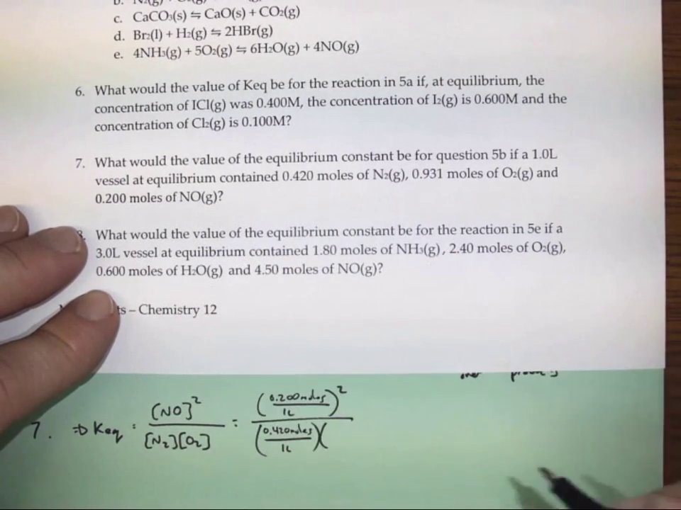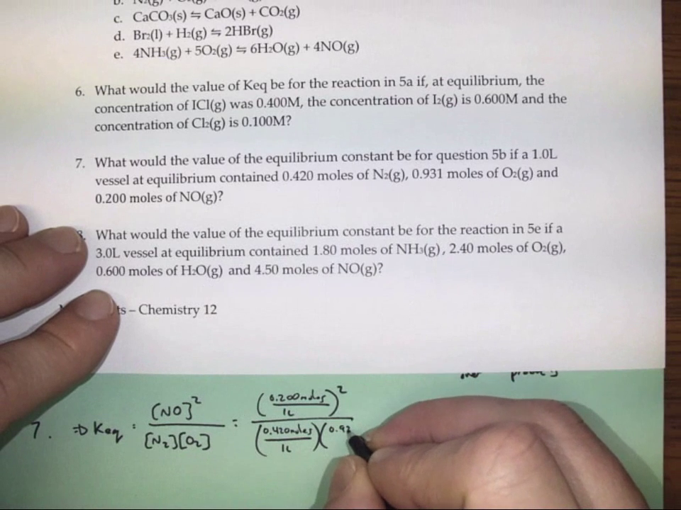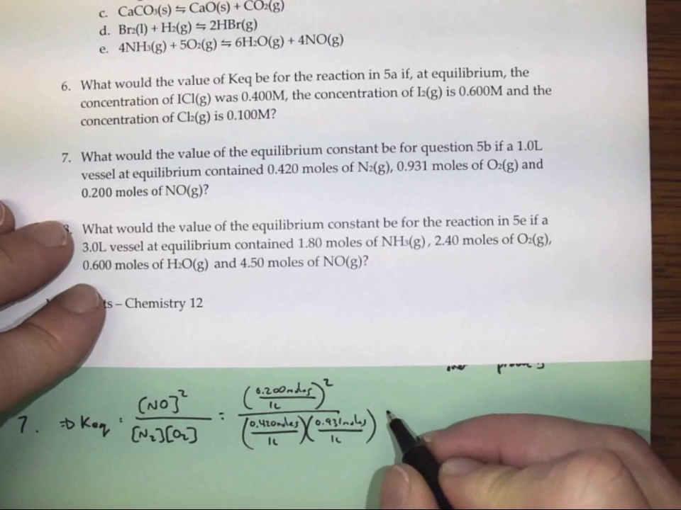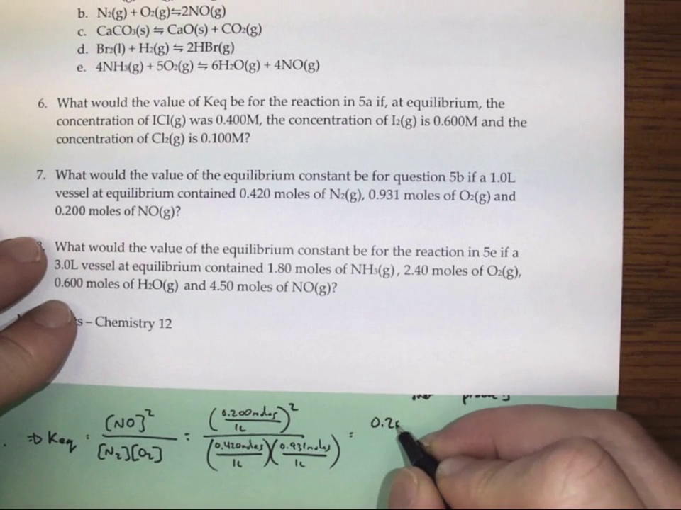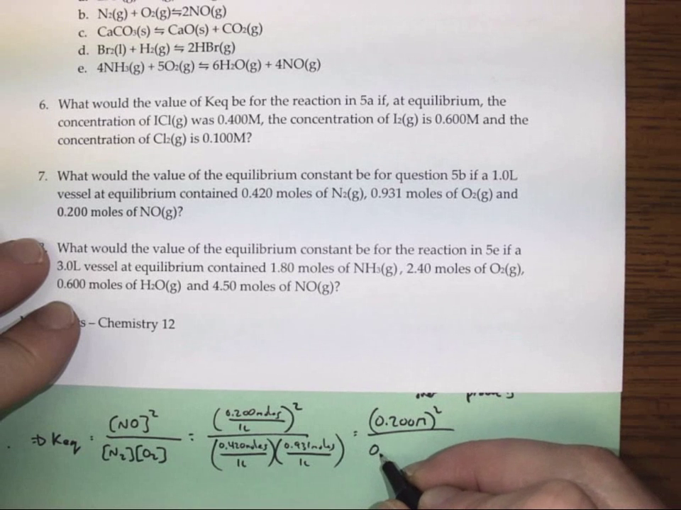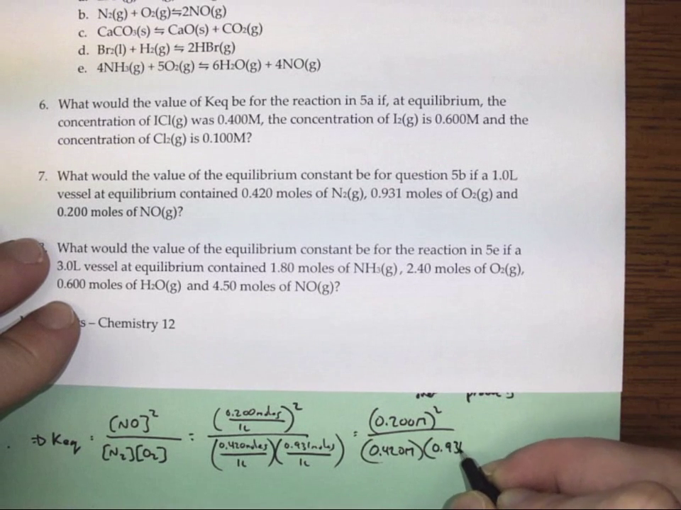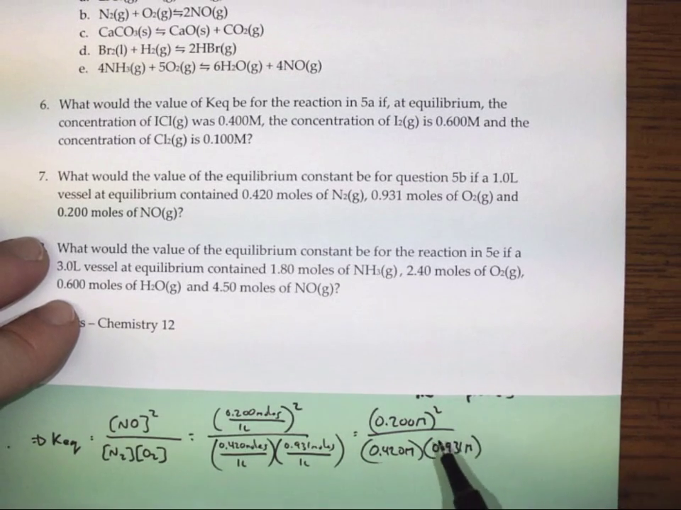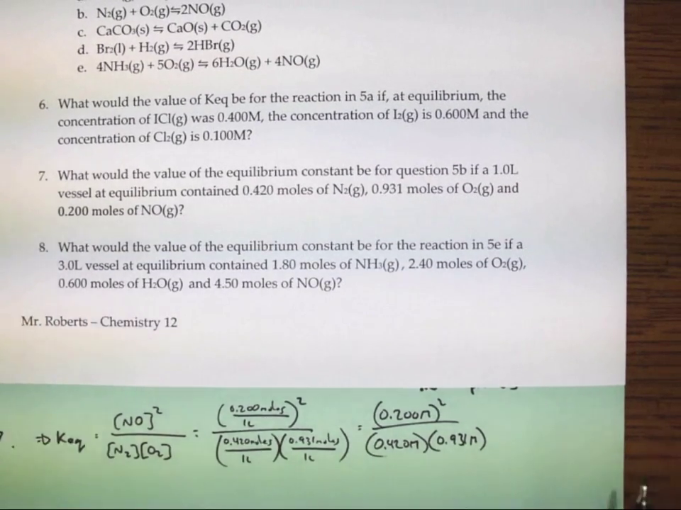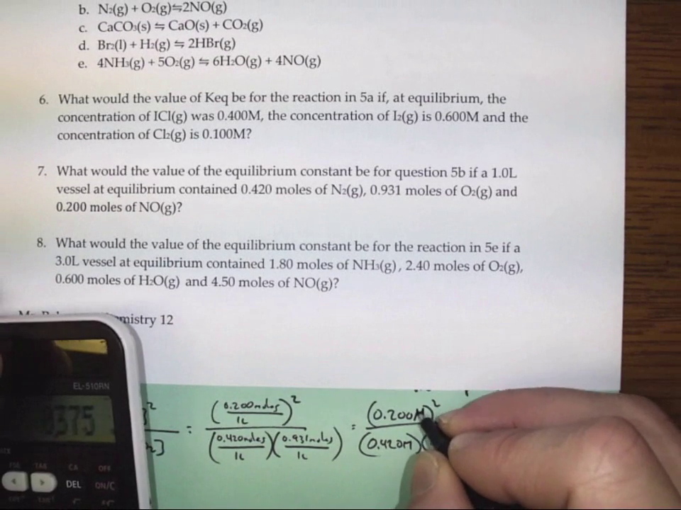And lastly, what do we have? The concentration of oxygen, 0.931 moles for every 1 liter, which is to say we have a 0.200 molar solution squared divided by a 0.420 molar solution times 0.931 molar solution. Now, we don't actually need those units, but we need to make sure they are concentration units before we go forward. So that's all I'm illustrating here. We're going to forget those units in a second. That is an M, by the way.